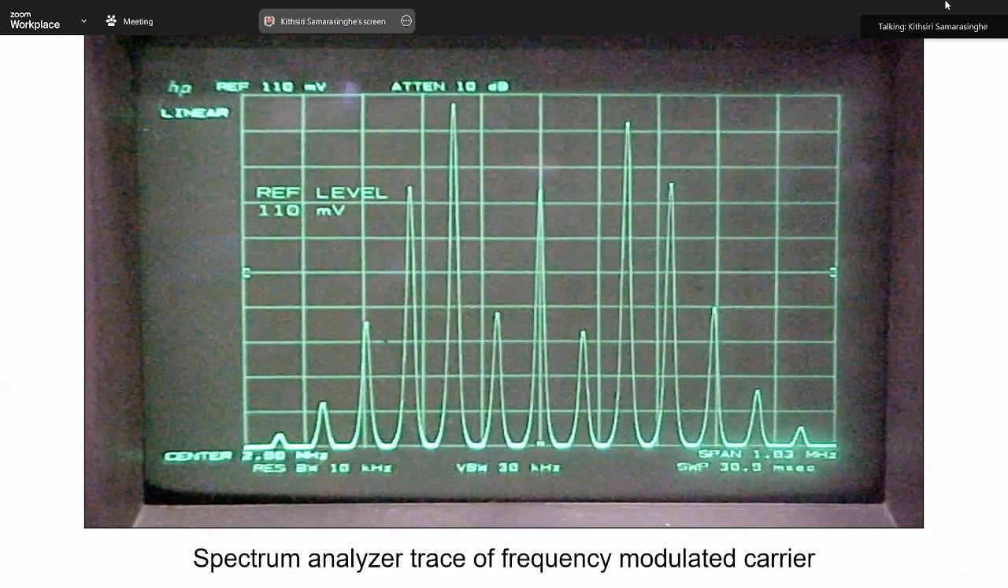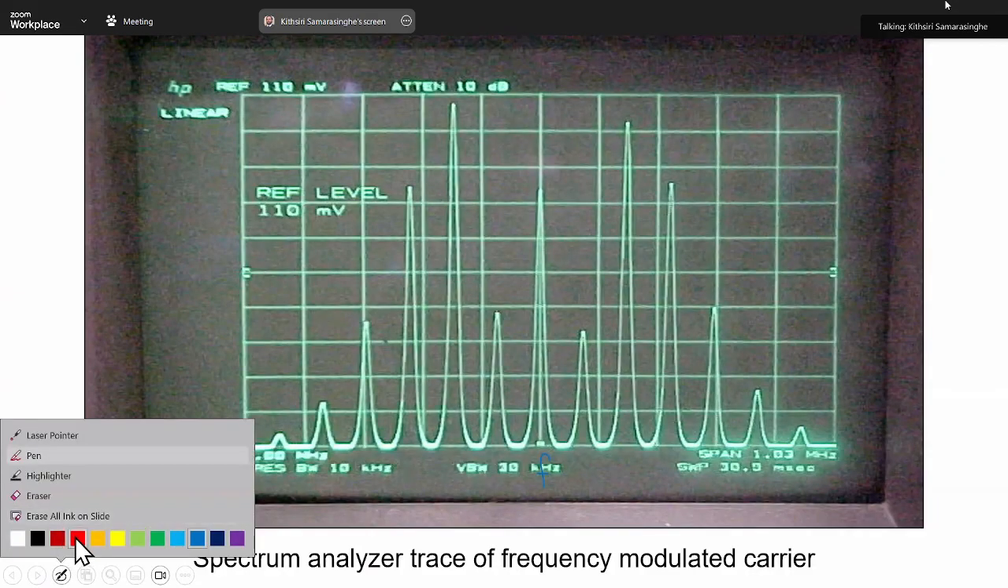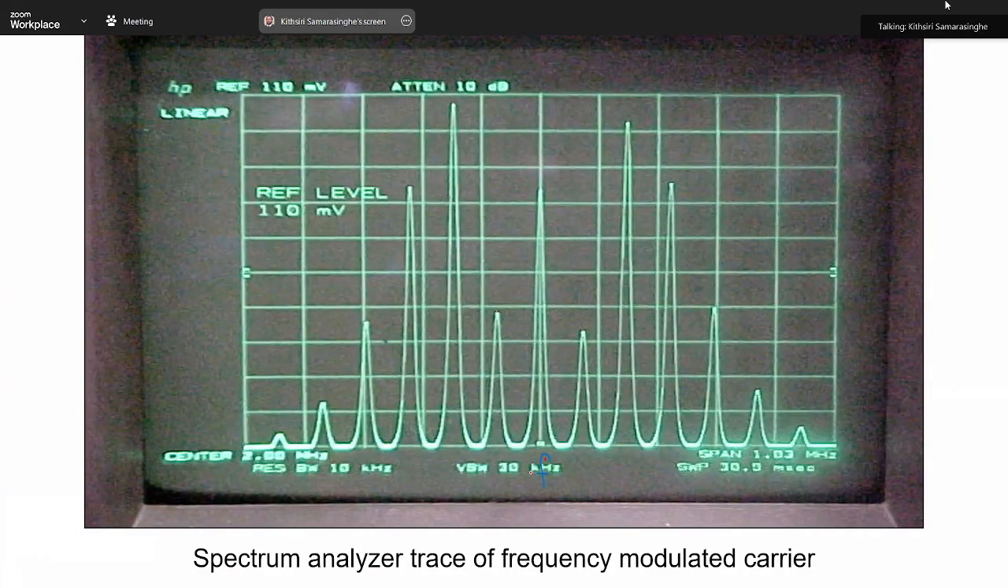When you look at that waveform on the spectrum analyzer, this is what you see. At the center, we have the carrier component. And this is the first pair of side frequencies. This one is at Fc plus Fm. This one is at Fc minus Fm. That is why it's called a pair. So first pair. This is the second pair.